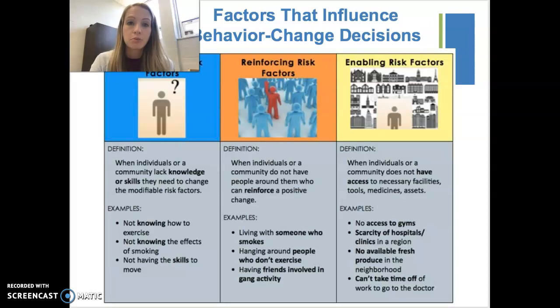No availability of fresh produce. In some cities, individuals really rely on getting all of their food from gas stations. Guys, if you've ever looked in a gas station, there are not many healthy options there, right? There's not a bunch of fresh produce laying around to purchase. So this would be an enabling risk factor for choosing unhealthy options. And not being able to take off time from work to go see the doctor, right? So this is access. There's no access to medical care because they can't afford to miss work.